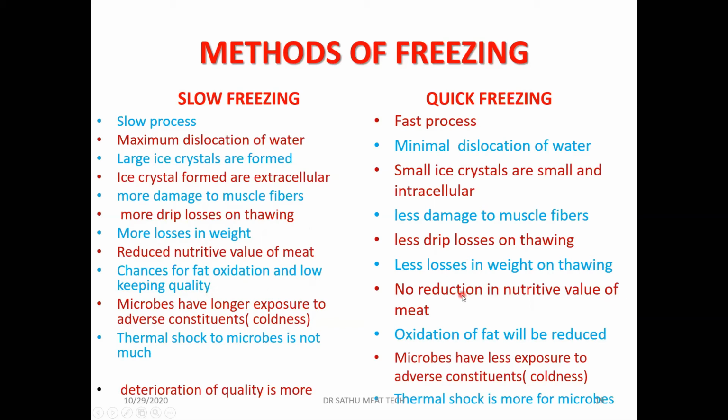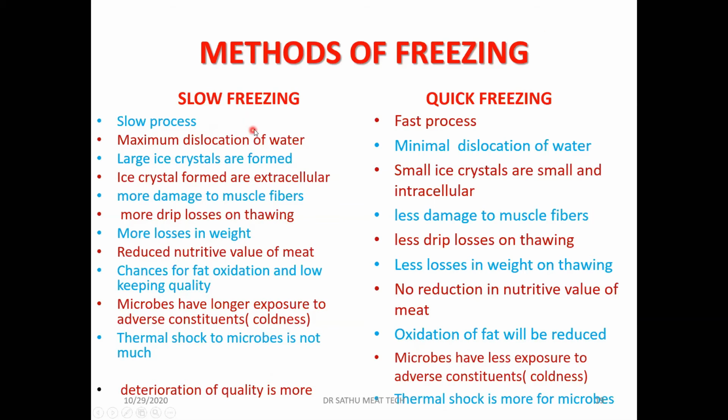Microbes are exposed longer to adverse constituents. Here there is shorter exposure. So the thermal shock of the microbes will be less in slow freezing compared to that of quick freezing. Because there's a rapid fall in the temperature, the thermal shock here is more. So there's more chance for the microbes to die. Deterioration of the quality is more here because the drip is more. There is a breakage of cell walls. Here the deterioration of the quality is less. So this is the difference between slow freezing and quick freezing. That is why quick freezing is more advantageous than slow freezing.